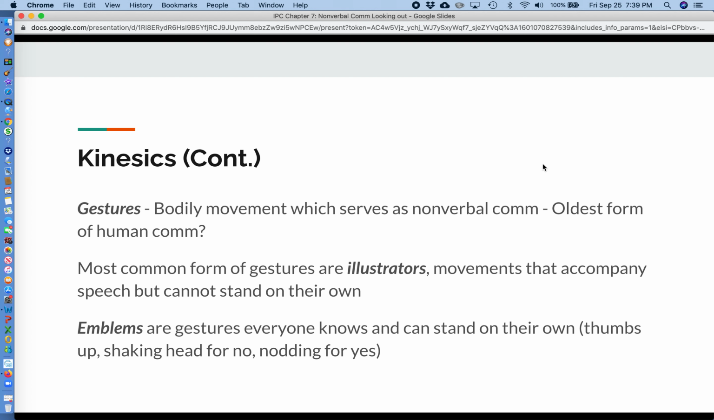Right? Now, the most common form of gestures that we use are known as illustrators, and illustrators are movements that go along with words but can't really stand on their own. Emblems, on the other hand, are gestures that can stand all by themselves. Things like nodding your head for yes or shaking your head for no.